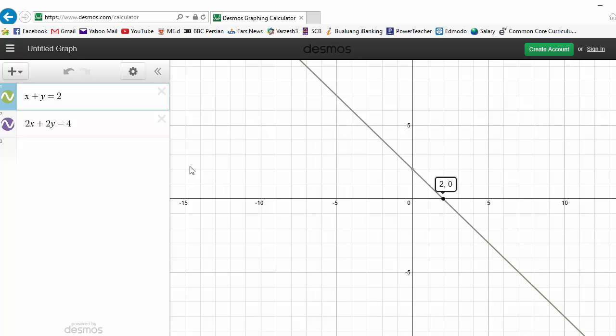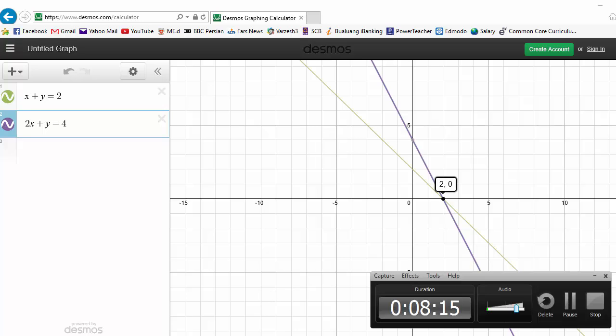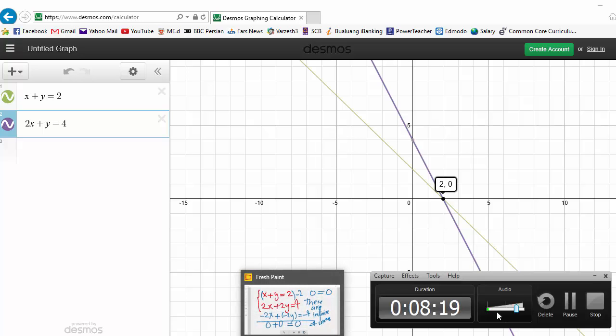For the third case, where there is exactly one solution, you see there are different lines. So when you solve this, they meet each other at one point, and this point, 2, 0, is the solution for this system of linear equations. I hope this video is helpful for your understanding. Thanks for watching.